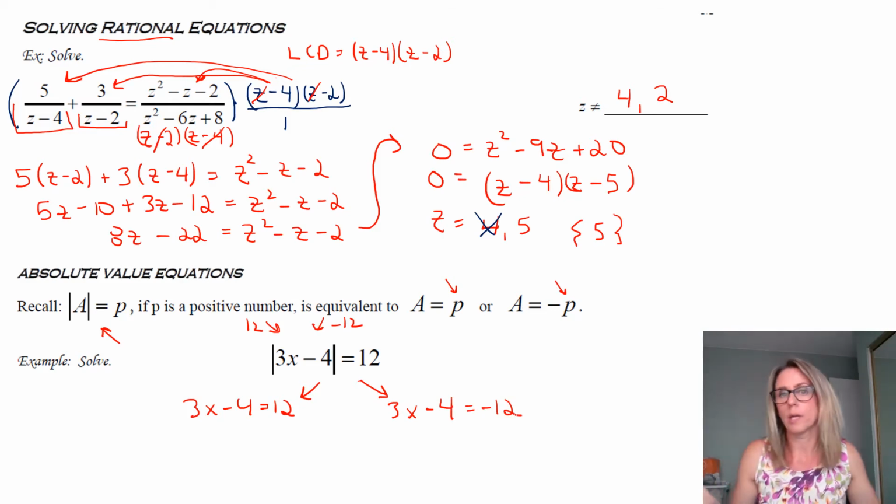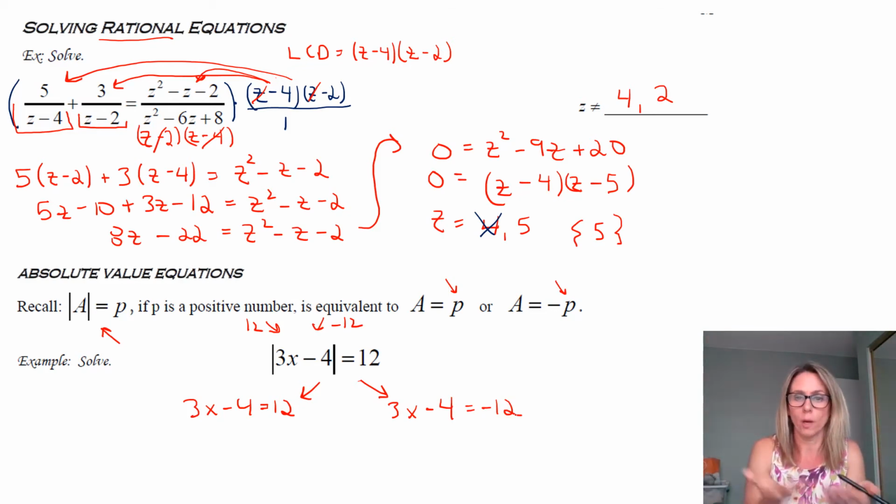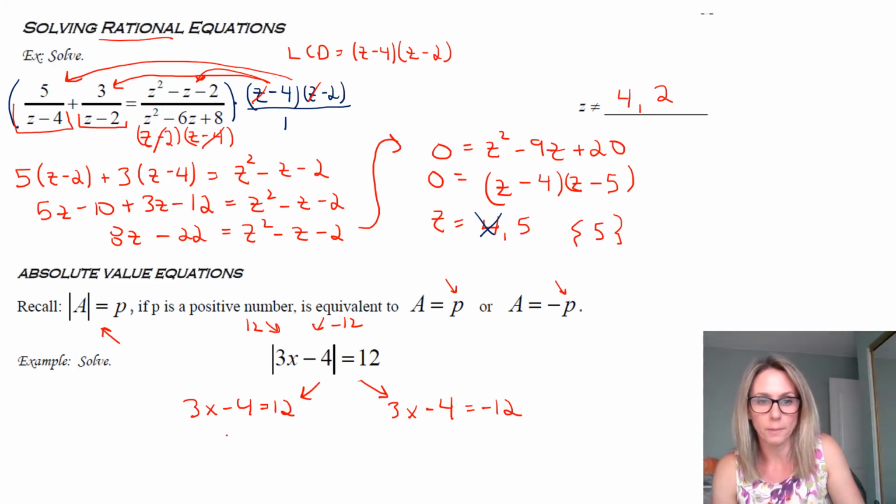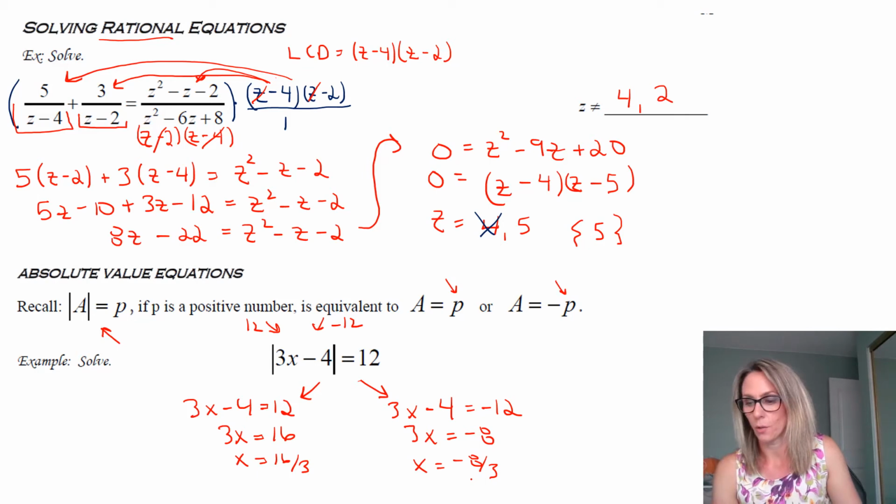So we end up with some pretty simple equations once we use that rule. Notice we now just have that either the inside is 12 or the inside is negative 12, and then we figure out what value of x makes that true. So if you want, you can go ahead and pause and do that. These are not the prettiest of numbers, but hey, sometimes life gives you fractions. So we end up with negative 8 over 3 and 16 over 3. So those are our two solutions.